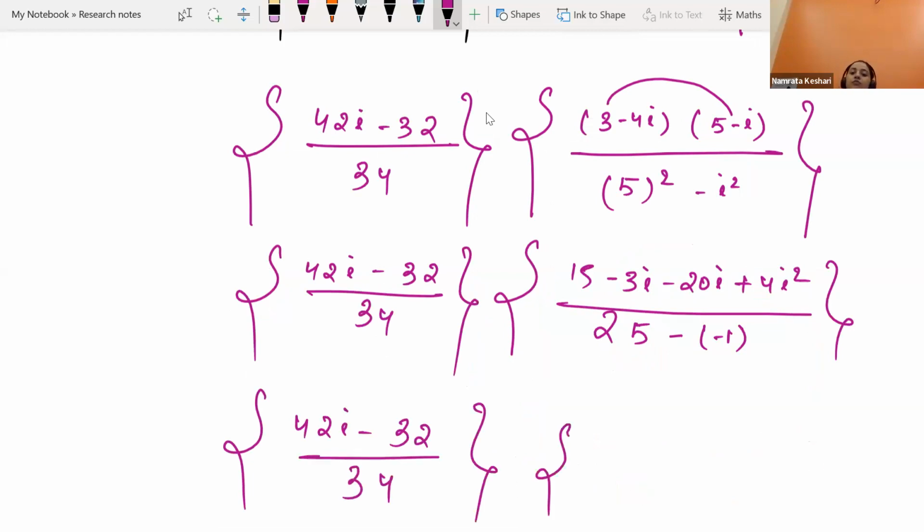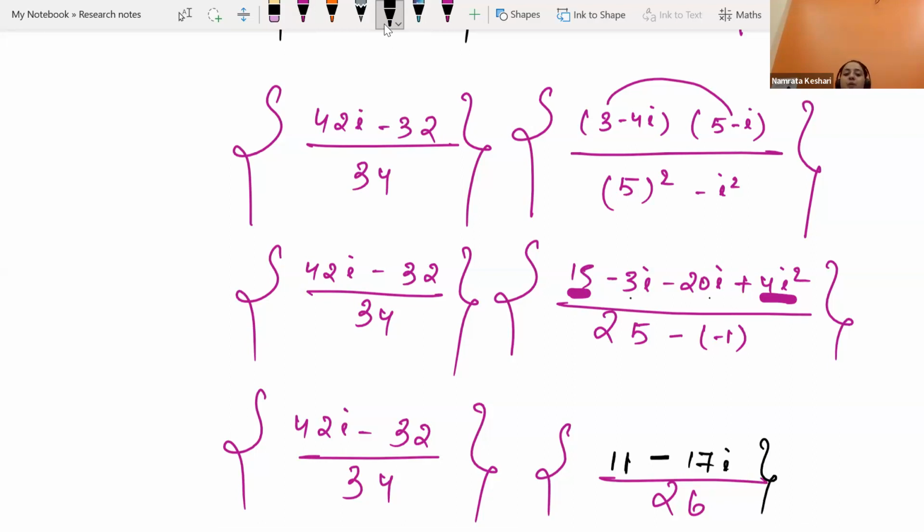Now in the denominator we'll be having 25 plus 1, 26. In the numerator we have 15 and 4i square. i square is just minus 1, so minus 4 is there. 15 minus 4 is, are you getting 11? Yes. And minus 3i minus 20i will be minus 17i.